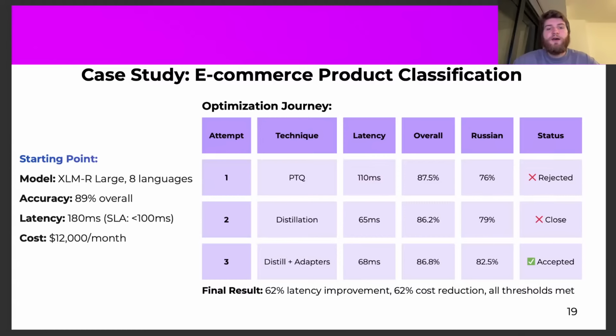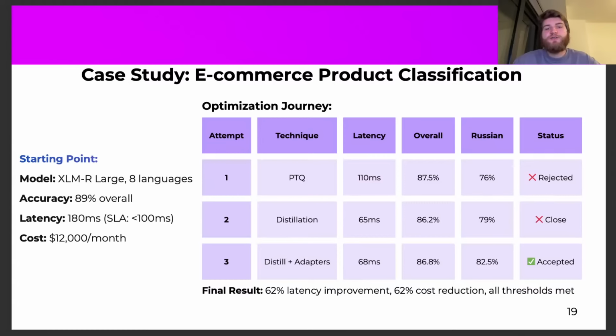Attempt number 2. Knowledge distillation to a 4-layer student. Results: latency was 65 milliseconds. Overall accuracy was 86.2%. Russian was 79%. Close, but still below threshold. Rejected. Attempt 3. Knowledge distillation plus Russian adapter. Results: latency was 68 milliseconds, slight overhead from adapter. Overall accuracy was 86%, Russian was 82.5%, and this met all constraints.